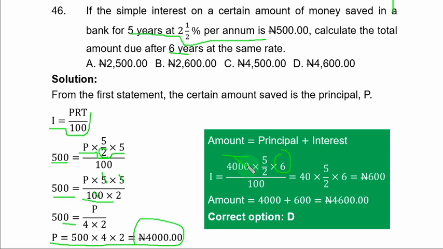You can cancel 2 zeros with this. You are left with 40 times 5/2 times 6. If you reduce and multiply, you have 600. So total amount is principal of 4,000 plus interest of 600, and that is 4,600 naira. D is the correct option.